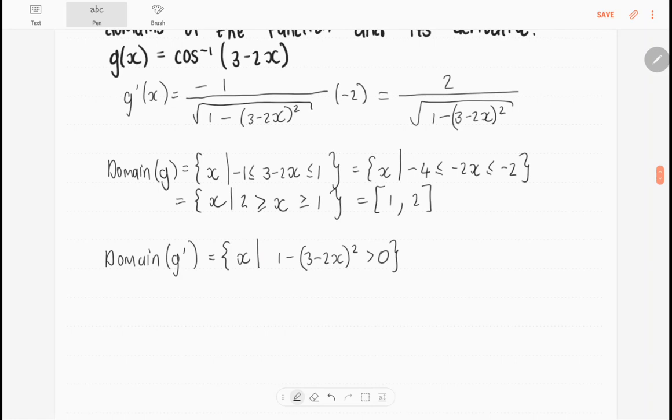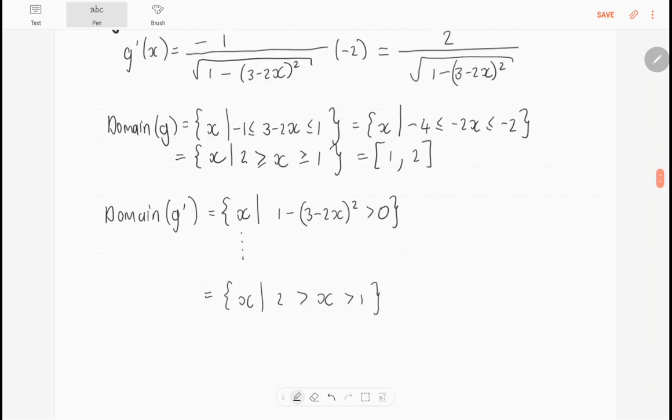Then I'm not going to do all of the steps, but you can isolate x so that you eventually get to the point where we have all x such that x is between 1 and 2. So it's the open interval from 1 to 2.